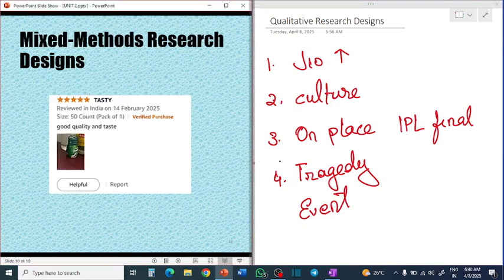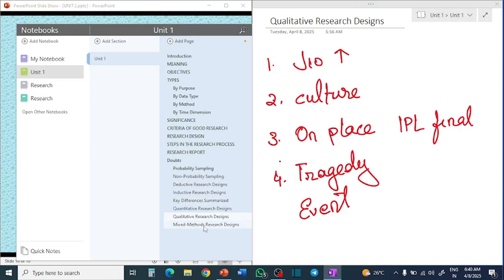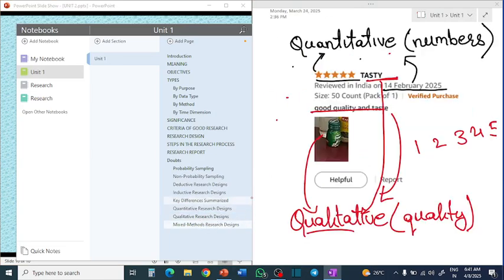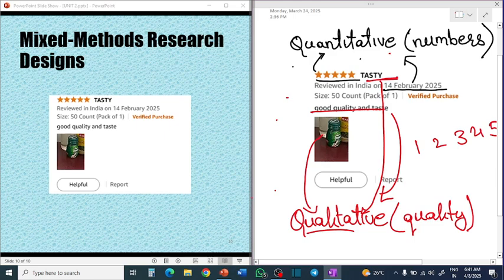Last, we move on to mixed method research design. As the name suggests, in this both the qualitative and the quantitative designs are taken. If you see the review page of one of the Amazon websites, I have taken it over here. You can see that both quantitative and qualitative data are used. Quantitative data, the number of stars is used. That will be quantitative data.